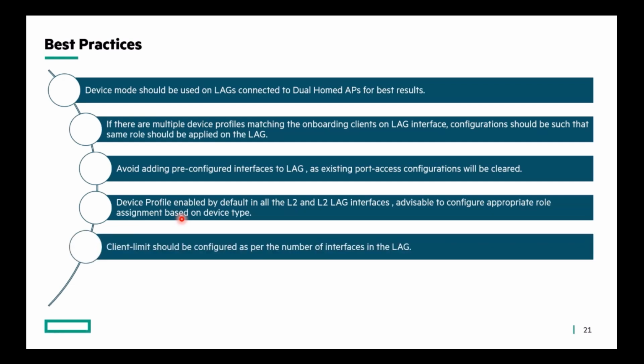Next, the client limit should be configured as per the number of interfaces in the lag. Consider I have an 8-port lag. If I try to configure the client limit as 3, this is not acceptable because there could be chances of 8 devices being connected over the lag. So the client limit should be configured as per the number of interfaces in the lag.